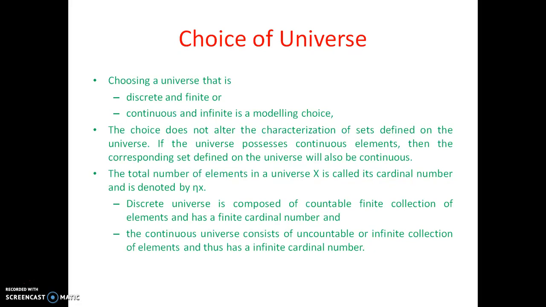They are the discrete universe, which is composed of countable, finite elements. Coming to the continuous universe, it is an infinite thing, so obviously it has an infinite cardinal number. For the previous case, it is a finite cardinal number. So in general, we will deal with the discrete universe only, having finite cardinal numbers.